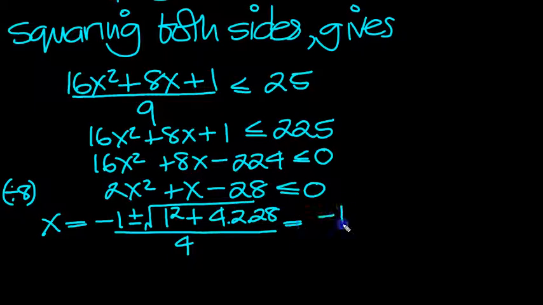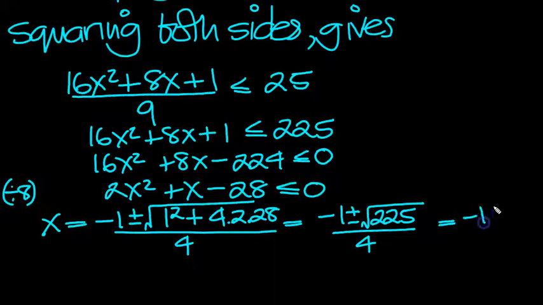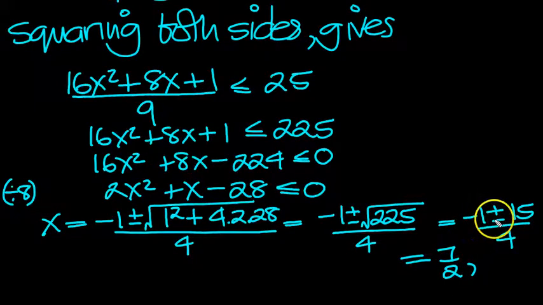So we get minus 1 plus or minus the square root of something over 4. 4 times 8 times 28, we're back to 224, plus 1 is 225, which is 15 squared. So the square root is 15, so we've got minus 1 plus or minus 15 over 4. So our roots are 15 take 1 is 14 over 4, which is 7 over 2. And the other root is minus 1 minus 15 is minus 16 over 4, which is minus 4.